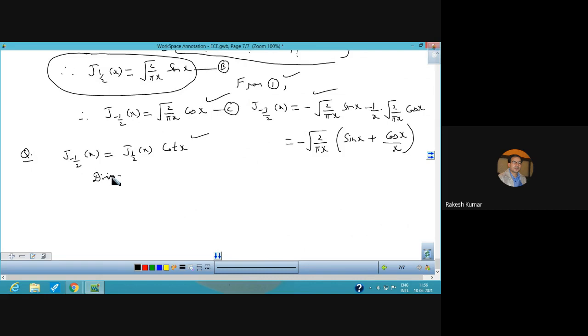So divide c by b, you will have j minus 1/2 x divided by j 1/2 x, and on the right hand side, this term is the same, common, so it will cancel. That is the cotangent of x. Now you can easily get this formula.